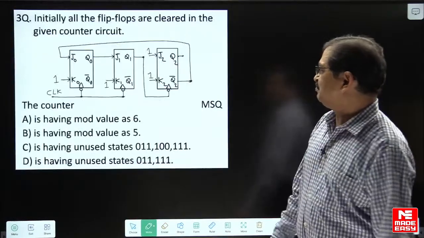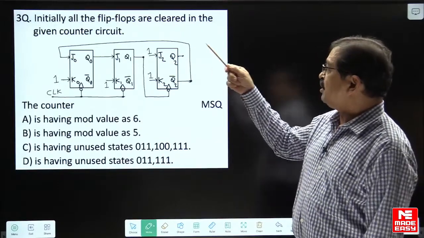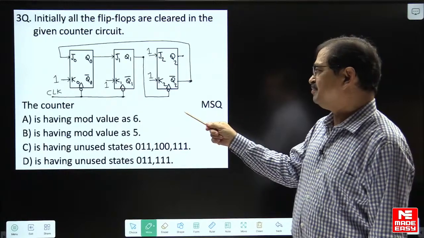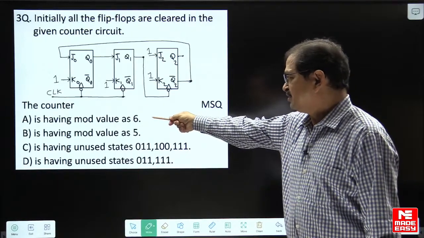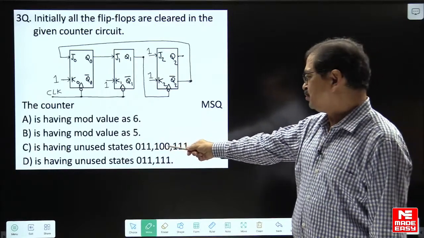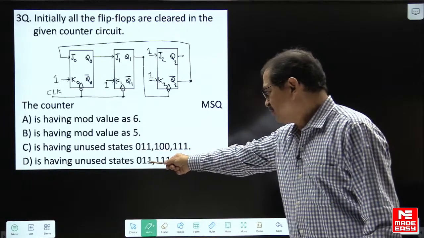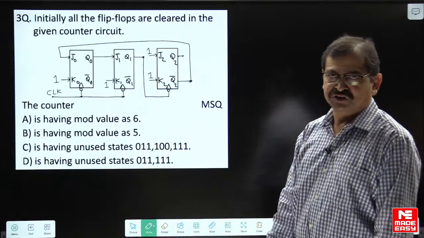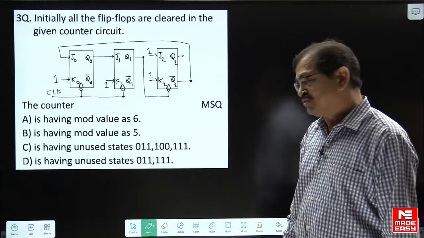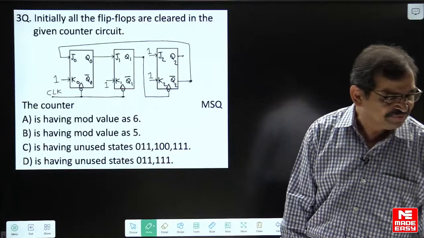Come to the next question. This question is on a counter circuit. Initially all the flip-flops are cleared in the given counter circuit. The counter has the mod value option A 6, option B 5, and unused states. Option C mentions 0, 1, 1, 1, 0, 0, 1, 1, 1. In option D, these are the two states mentioned as unused states. The question here is an MSQ question. Just try for your answer. Try for your answer.